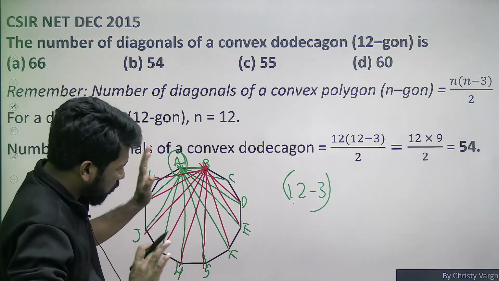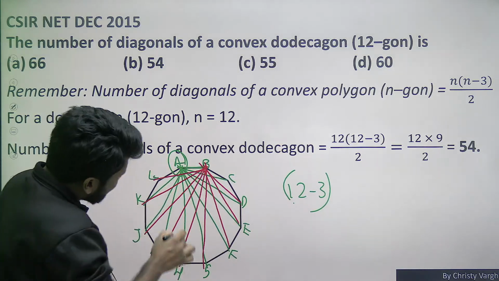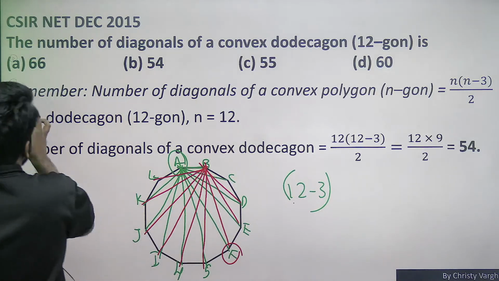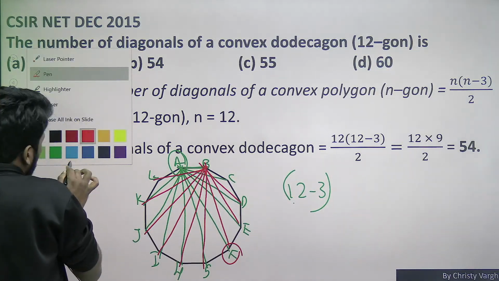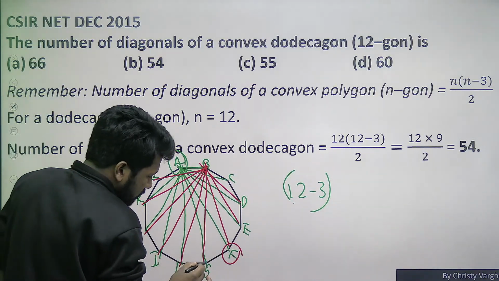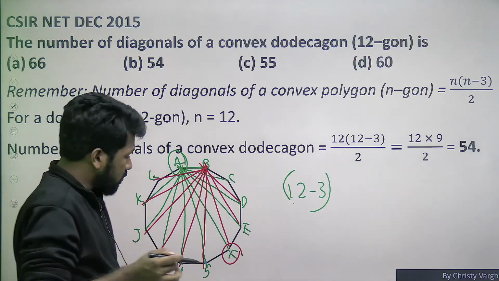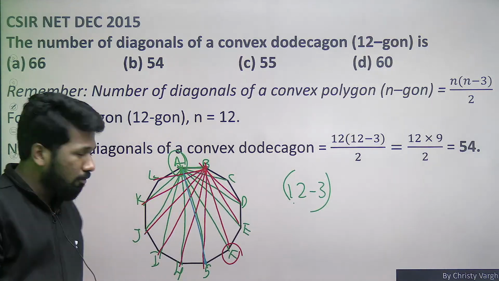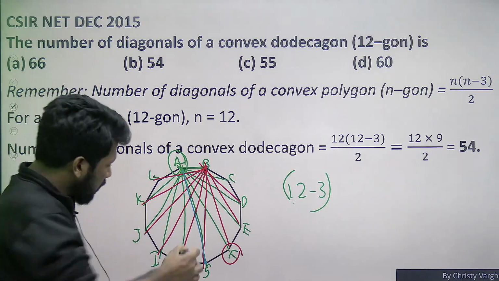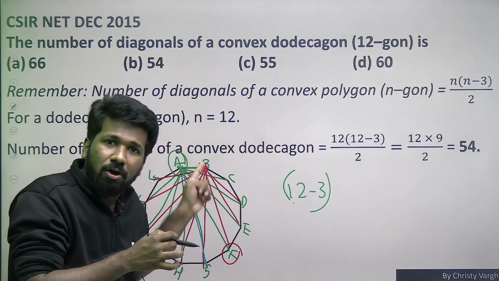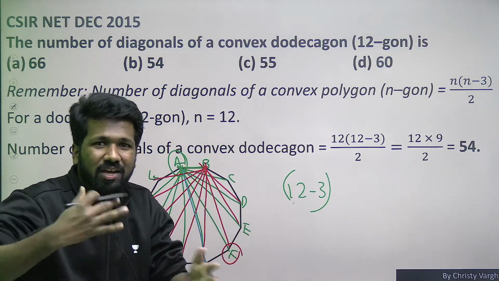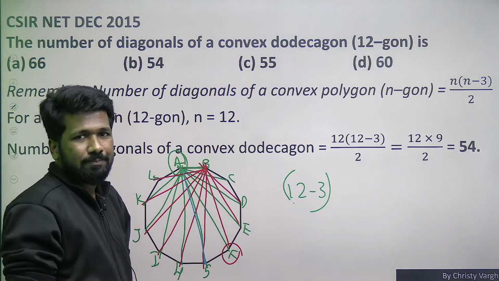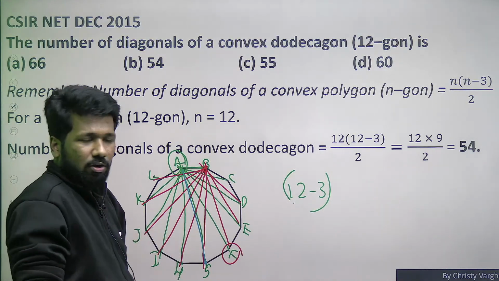But stop there. After 6 vertices, from F also it is 12 minus 3. Now from G, when you try to draw diagonals, there is a problem. What vertices are possible from G? G to A is possible, but G to A is already drawn. We have already drawn G to A. G to B is possible, but in B's list G to B, B to G are not different diagonals. They are the same diagonal itself. Are you understanding that?